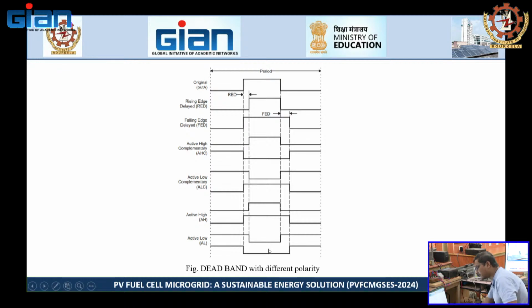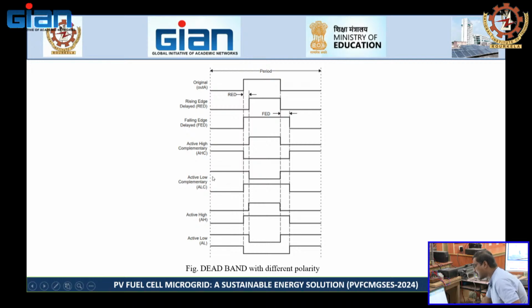So this is not what we require. One switch should be turned on and one switch turned off. So this is not what we require in inverter. Then go for active high. In case of active high, this is the signal where EPWM-A is turned on. During turn on, EPWM-B is also turning on. So this is not what we require in inverter.